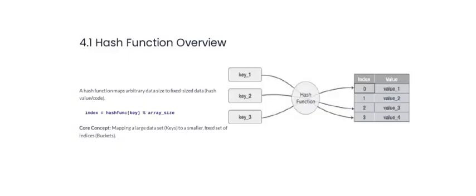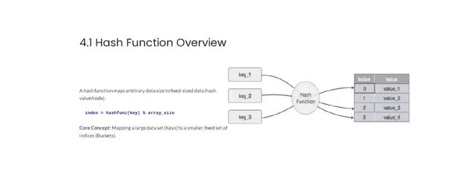See here. This is the hash function and these are the keys. For each key, the hash function is calculated, and from that the index value is found, and finally you will get the values of the specific hash key values. So the main concept here is mapping a large data set to a smaller fixed size of indexes, so that we can easily find the particular needed value.